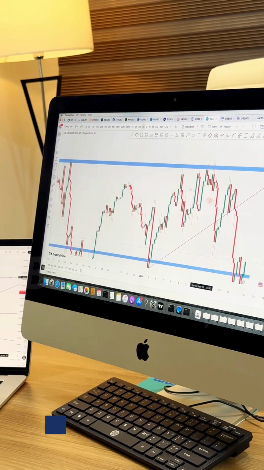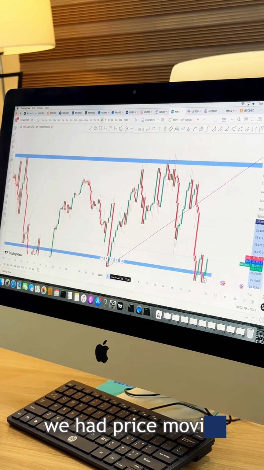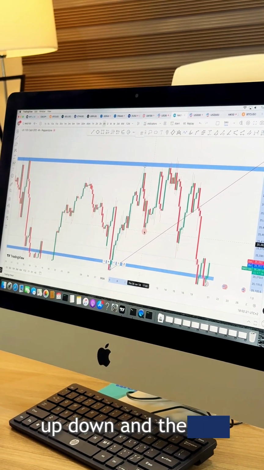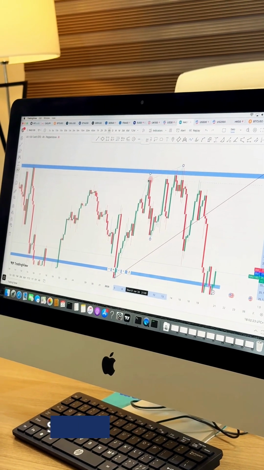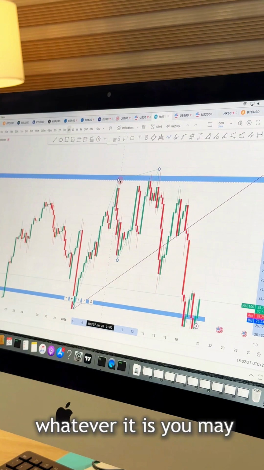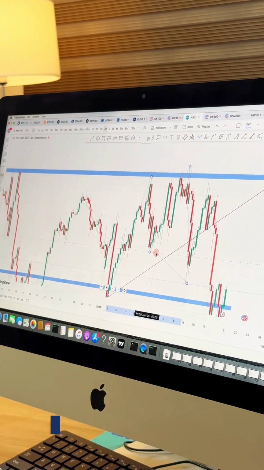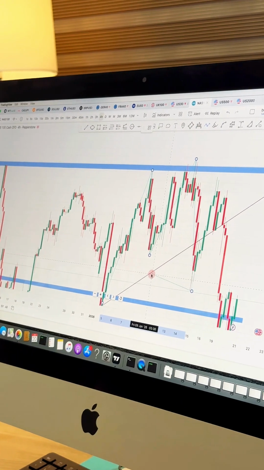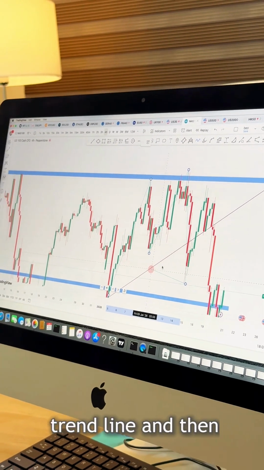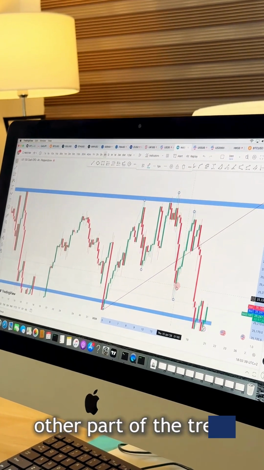So what exactly did I see? We can see that we had price moving bullish, up, down, and then we now had price sweeping above these highs, taking out liquidity, whatever you may want to call it. And then we had our change of character or our market structure shift, also breaking below that particular trend line. And then price started moving upwards towards this other part of the trend.